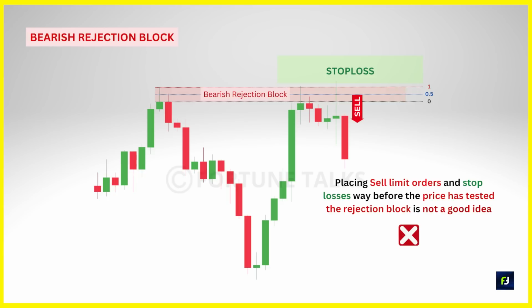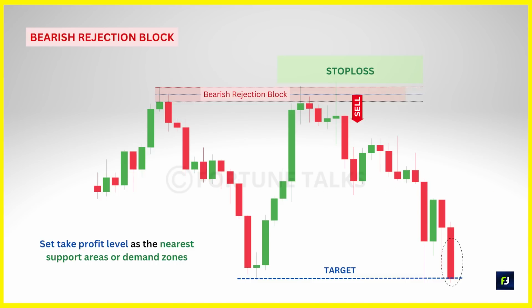I don't really appreciate the idea of placing limit orders and stop losses way before the price has tested the rejection block. In such scenarios, there are high chances that your stop loss will be taken out. So be a little mindful about it. Now, talking about targets, you can set your take profit level as any of the nearest support areas or demand zones where the price could potentially face a rejection or a pushback.